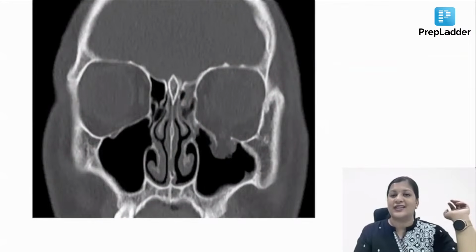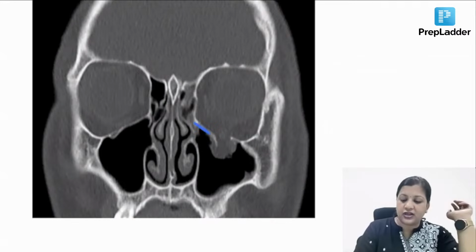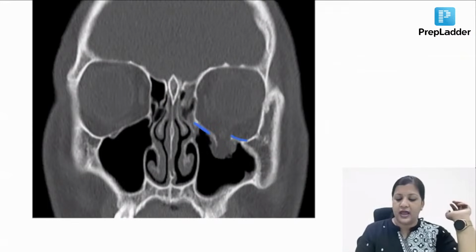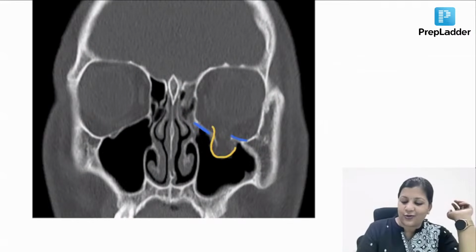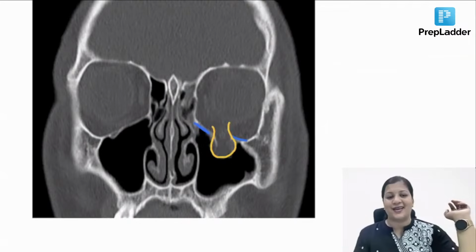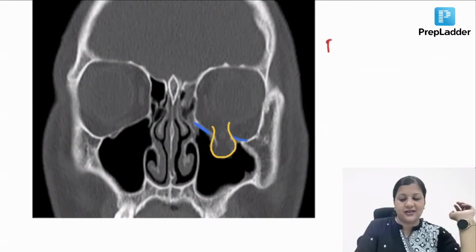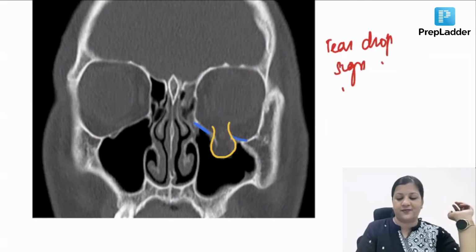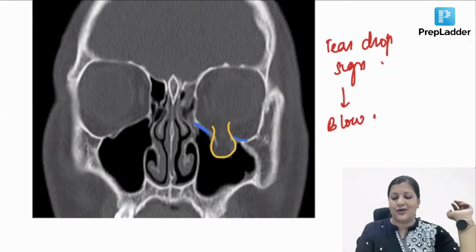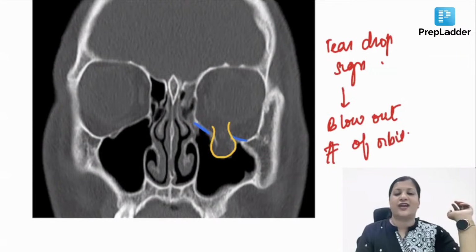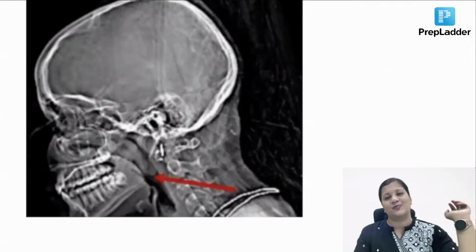Great. Now let us look at this image. There is some fracture here in the floor of the orbit, and the orbital contents or orbital fat is herniating into the maxillary sinus. And this sign, we call it as a teardrop sign. Where do we see this teardrop sign? Yes, this is seen in blowout fracture of the orbit. All right. So blowout fracture of the orbit produces this teardrop sign.